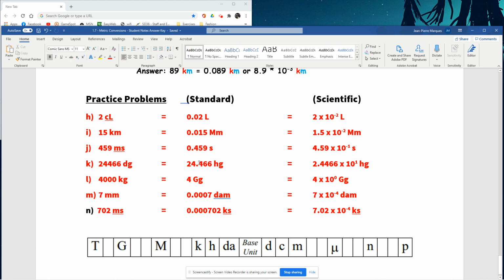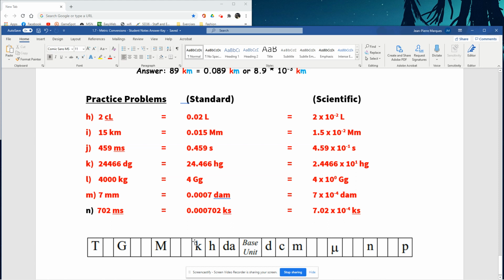5 sig figs here, 5 sig figs here, 5 sig figs here. How about the exponential method? Deci is to the minus 1, hecta is to the positive 2, minus 1 minus 2 is minus 3, or 1 over 1,000. Move our decimal point 3 places to the left, 1, 2, 3, giving us 24.466. Same answer.